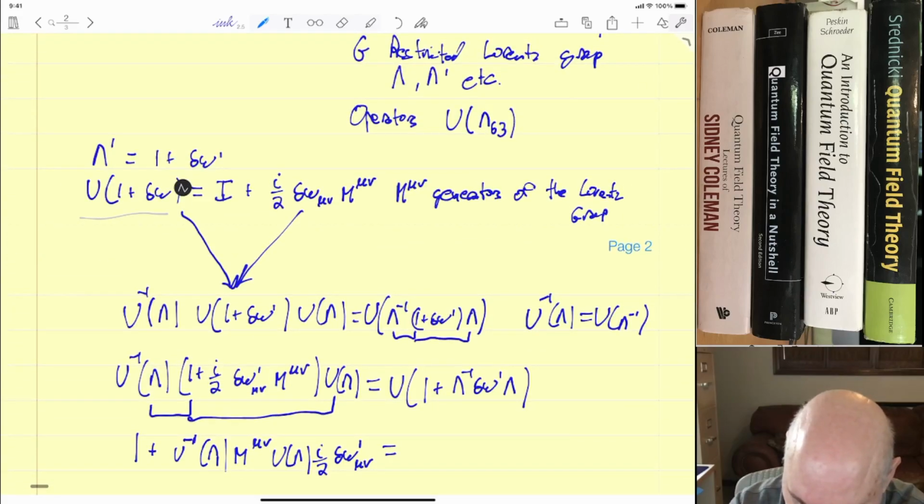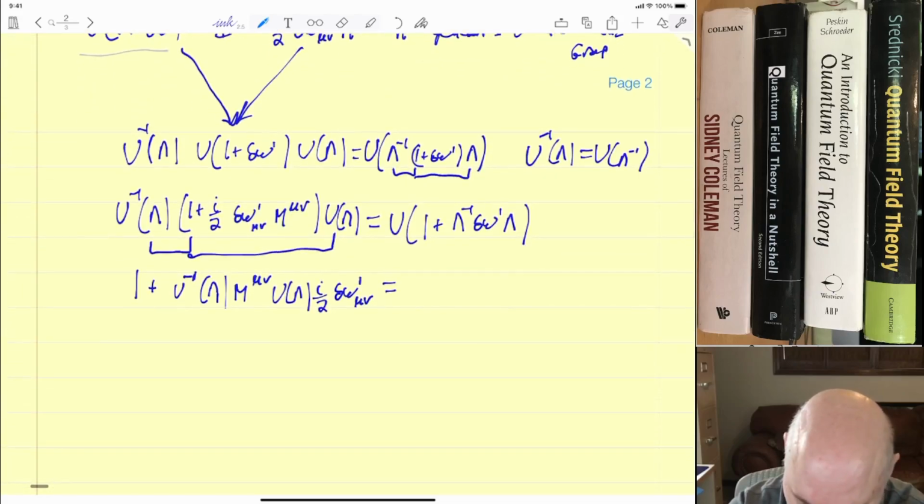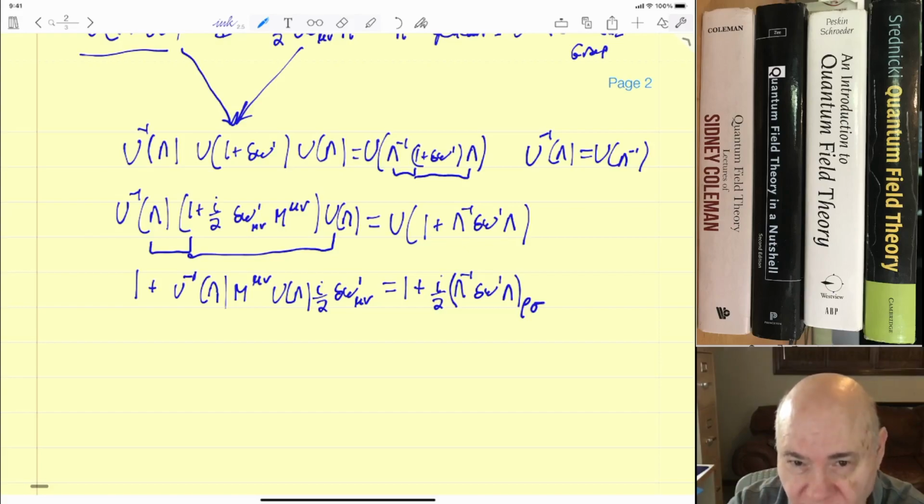If U of 1 plus del omega, I can expand this out as 1 plus, the parameters are i over 2 lambda inverse del omega prime lambda. Now I'm going to put indices on this, like rho sigma. It helps to use different indices sometimes on each side of the equation, like I'm using mu and nu on the left and rho and sigma on the right. Eventually I may change them, but I just want to avoid any confusion right now. Okay.